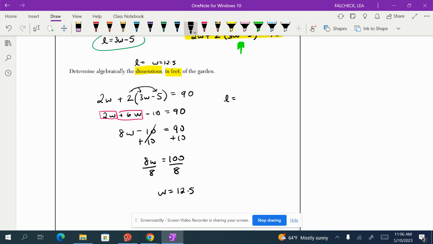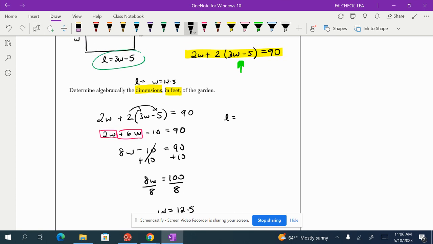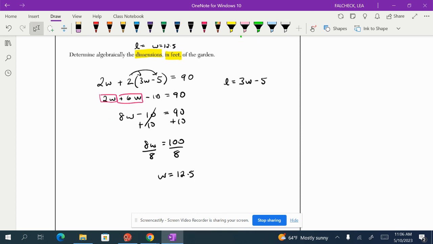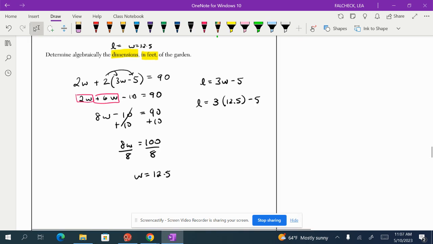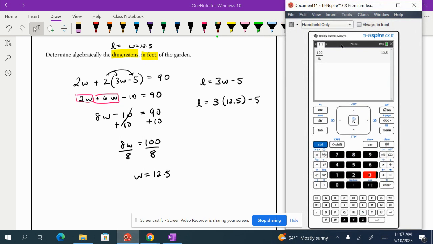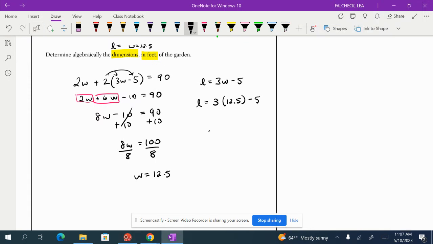The way that I find the length is I look up top. It says that my length is equivalent to 3W minus 5. So I'm going to plug the measurement for W that I just found into my equation for the length, and I've got 3 times 12.5 minus 5, and I get 32.5. So I have a length of 32.5 and a width of 12.5. Let's make sure I put the units in there. And we are done.